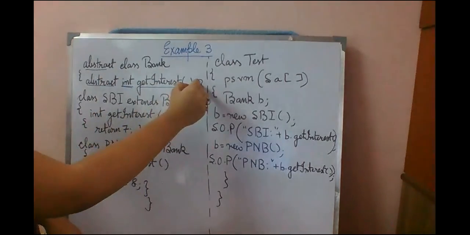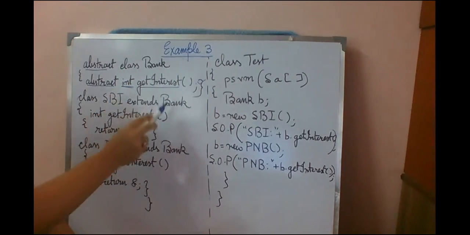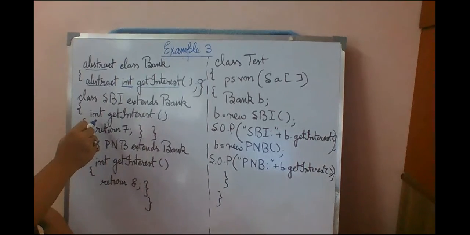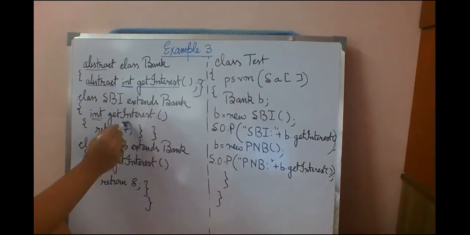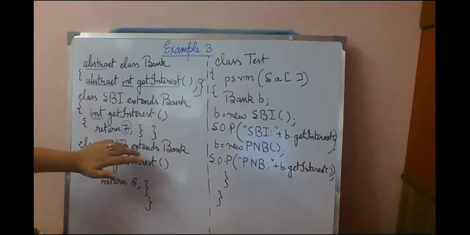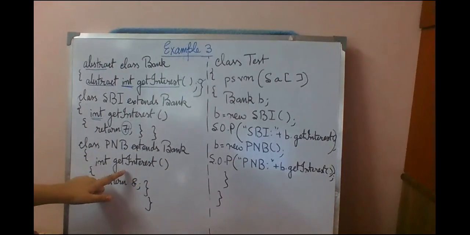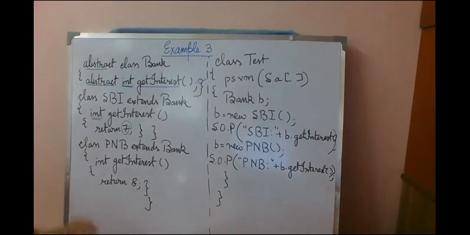The abstract class Bank ends here. The class SBI, which is a normal class, extends the abstract class Bank. Inside that we define the method getInterest, and since it is giving an integer type return, we are returning the value 7 here. Supposedly 7% is the rate of interest that SBI is giving. In the same way, we have implemented class PNB, which extends this abstract class Bank, and in its getInterest method definition, it is returning the interest rate as supposedly 8.